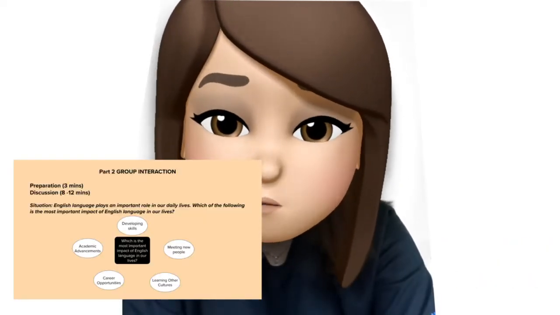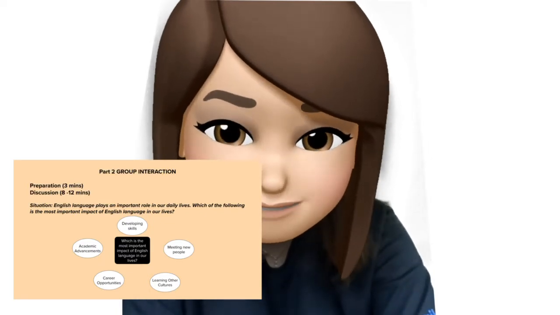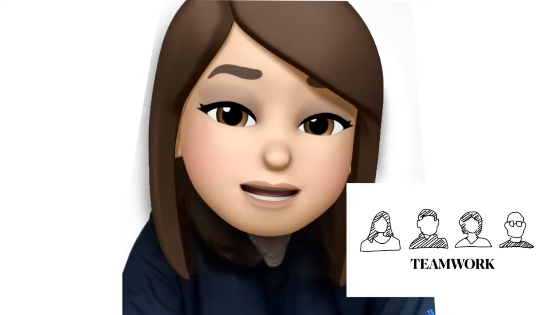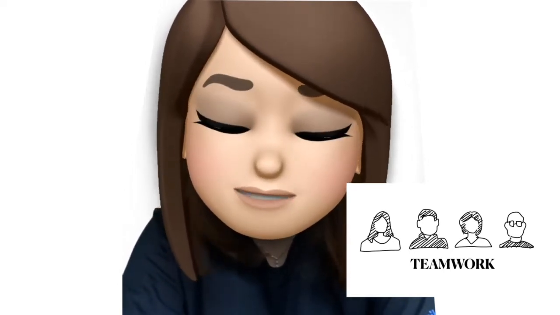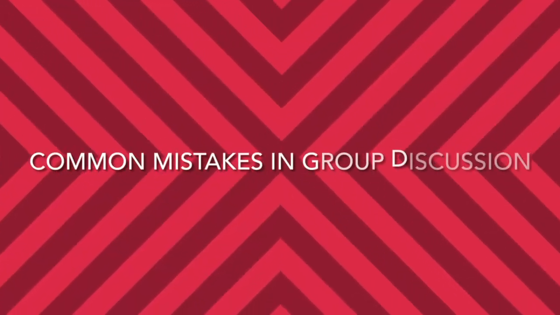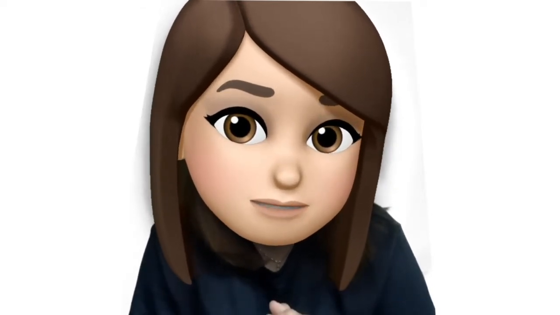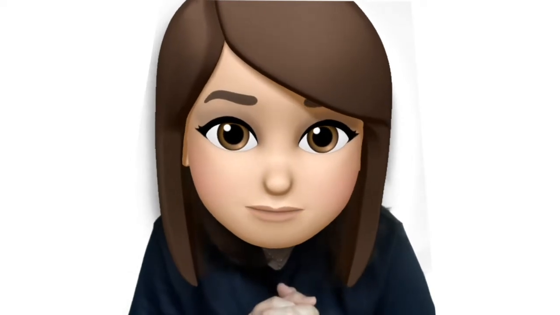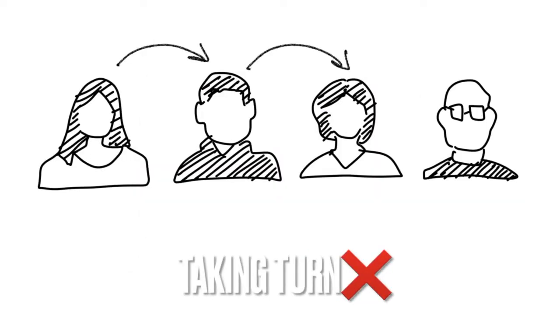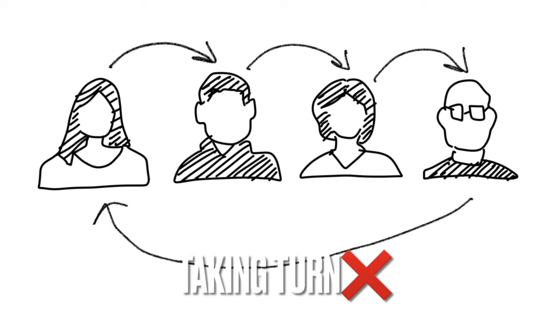Well, everyone, this part is named group interaction. It means in this part, you need to interact and communicate with your group members. The common mistake that many candidates make in group interaction is that they take turns. What I mean by taking turns is, let's say I'm candidate A, I will speak first and I'll pass the baton to B, then B to C, C to D. Well, stop. You should not be doing that.